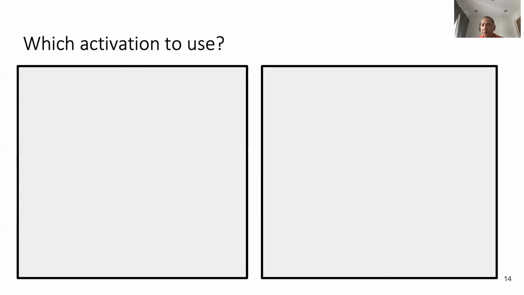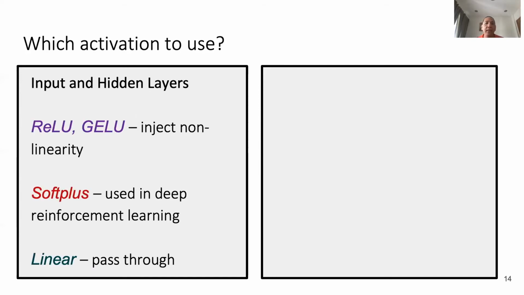Which activation to use? For the input and hidden layers, ReLU and its smoother variant called GeLU are recommended. Unlike GeLU, ReLU has a sharp discontinuity at 0. Soft loss is an activation function in deep reinforcement learning. The use of activation is not mandatory for all layers. Sometimes we do not need one and we just let the tensor pass through.